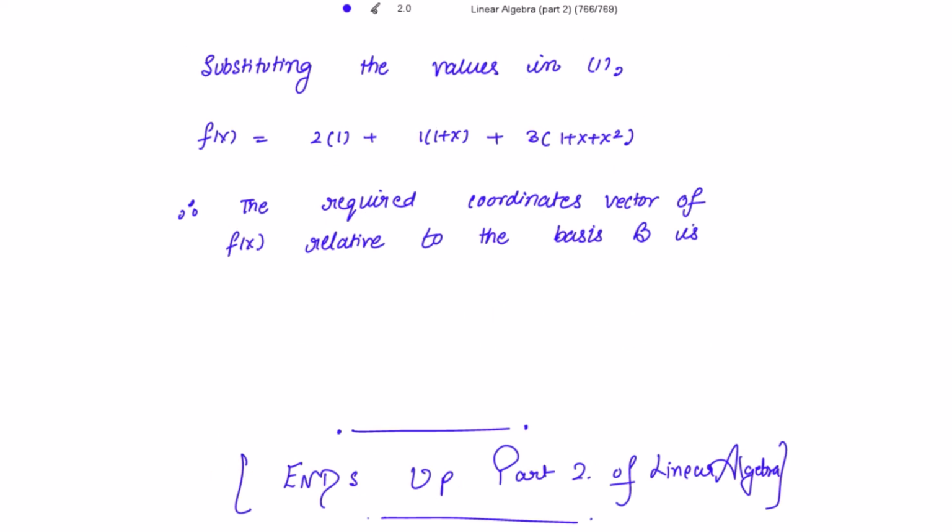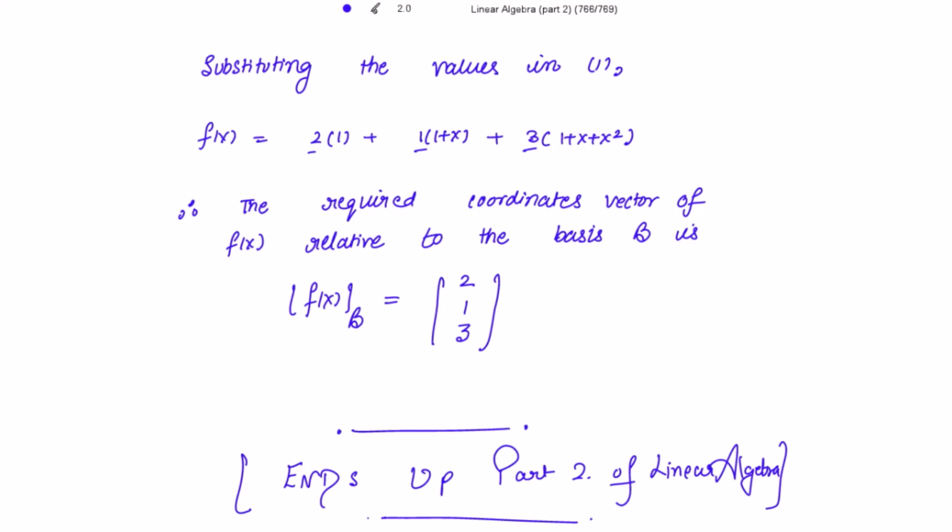Substituting the values in 1, I've already substituted. So the required coordinate vector of f(x) relative to the basis B is, writing the values alpha, beta, gamma, that is 2, 1, 3. This is your required coordinate vector. So this is how we can find out the coordinate vectors of a given vector relative to the ordered bases that are also given to us.